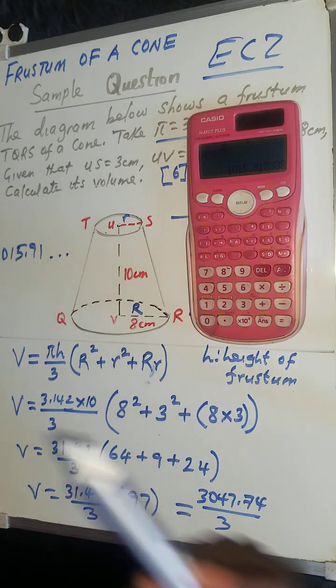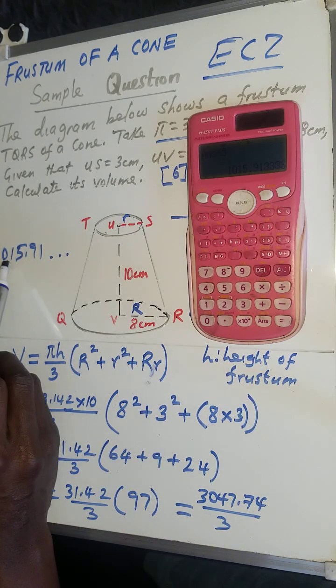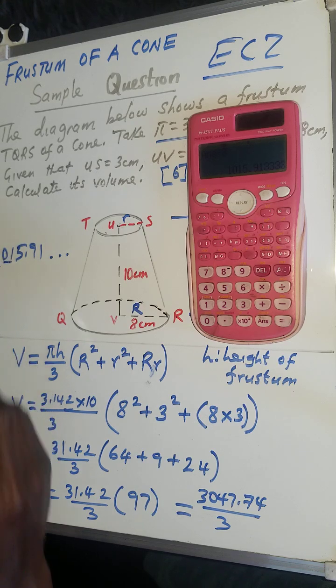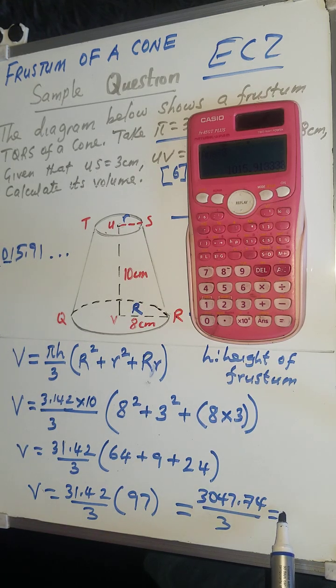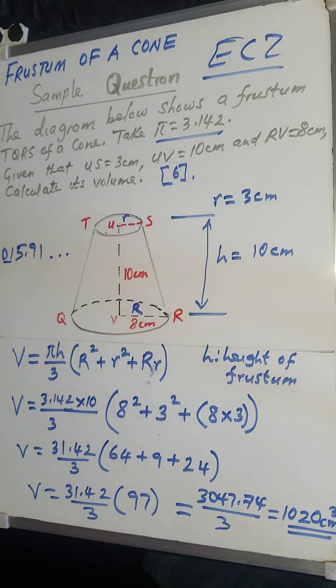But sometimes they tell you to leave your answer to 3 significant figures. So 1, 2, 3, I look at the number in front. It is more than 5, so I add a 2. So that is going to be 102, but to maintain the place value, you add a 0. Because this is the volume, it is supposed to be in cubic centimeters. So it is 1020 cubic centimeters. That is the volume of the frustum that we have been given.